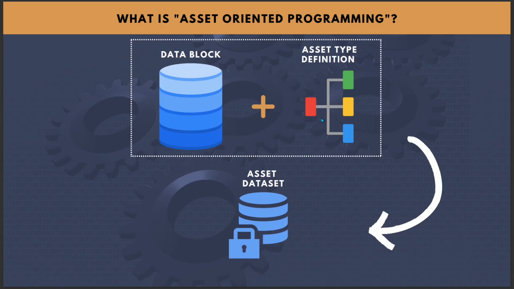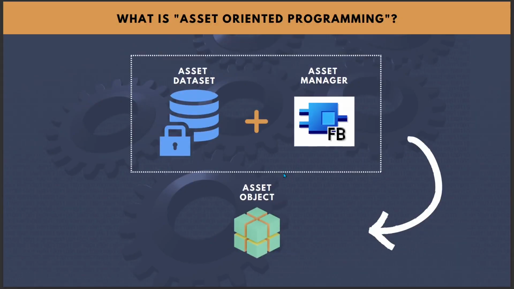So essentially, an asset has a data set, and that is a data block and an asset type definition, or UDT, put together, and that creates our data set, which we saw earlier. And then a data set is put together with a function block, which I call the asset manager, and that comes together to make an asset object. So an asset object is your function block with a UDT containing all of your asset data set being passed to the asset manager.